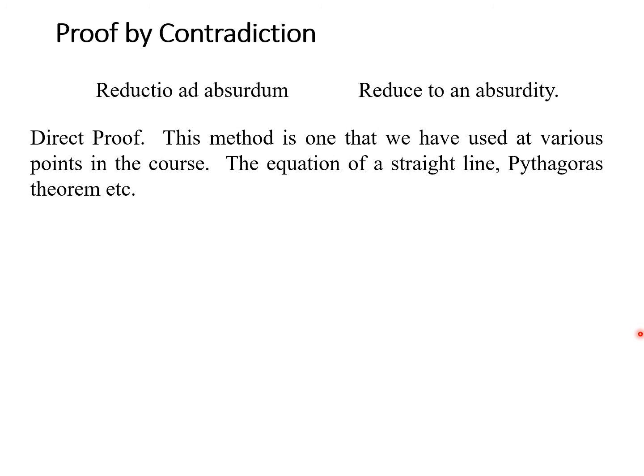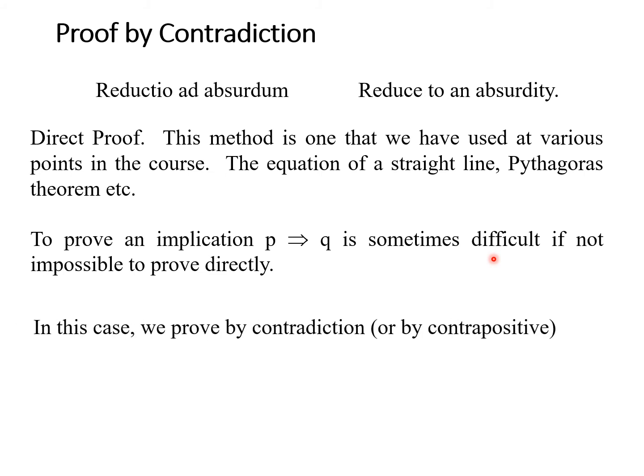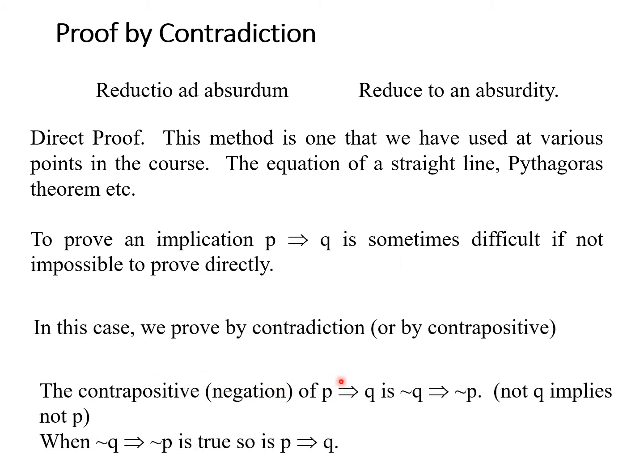So before this, we have done direct proofs, okay, like the Pythagoras theorem just now and so on. So in order to prove an implication, if P then Q, is sometimes difficult or impossible to directly prove. So we need to use the contradiction method. Okay, in this case, or you can use contrapositive, yeah. So the contrapositive here simply means if P then Q, or if not Q then not P.